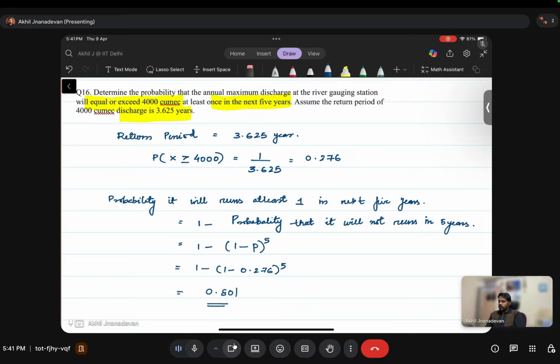Okay, so this is how we use the return period. We need the probability of occurrence at least once in 5 years, so it will be the opposite of the probability of not occurring in the 5 years. So 1 minus that probability, which is given by (1 minus p) whole raised to 5. It will come out to be 0.801. So there is an 80% chance that it will occur at least once in the next 5 years.